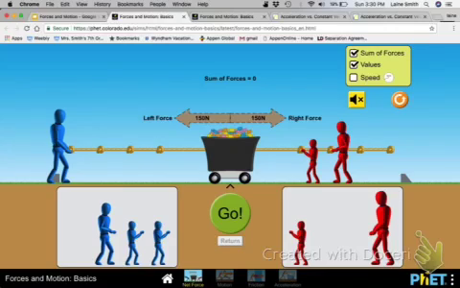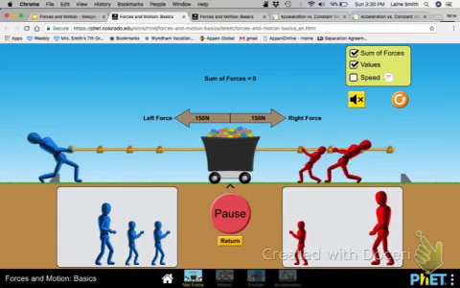Okay, so even though we have this one dude and these two people on the right-hand side, you can see the leftward force is 150 newtons, and so is the rightward force of 150 newtons. So this should be a balanced force. So if we hit go, they're both pulling, and nothing is happening because they are both pulling with the same forces. So that object is not moving. That is a balanced force.